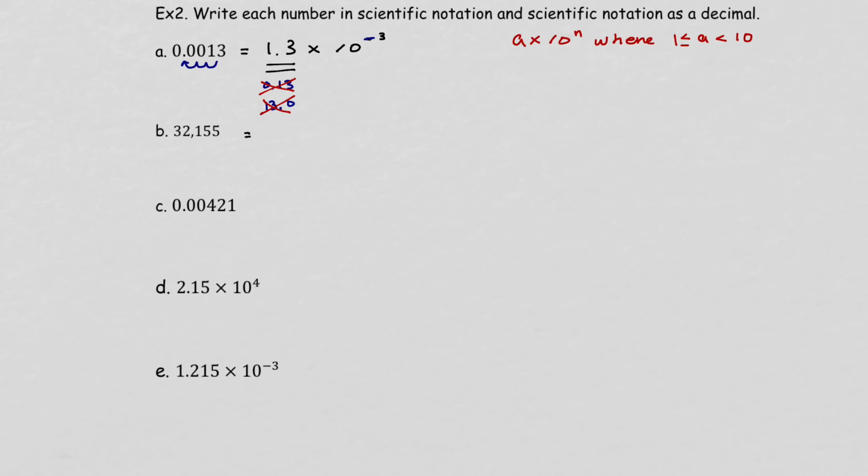This one should be 3.2155. That will be the only number that's between 1 and 10. Again, because we cannot use 0.32155 because that's smaller than 1, or 32.155, which is larger than 10. So that's something we cannot use. We can only use 3.2155 times 10 to the what exponent?